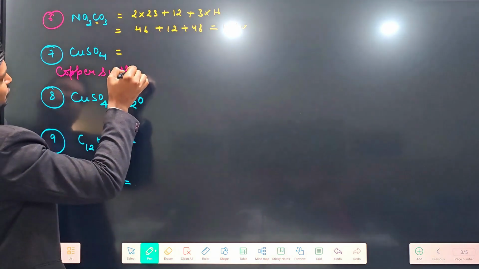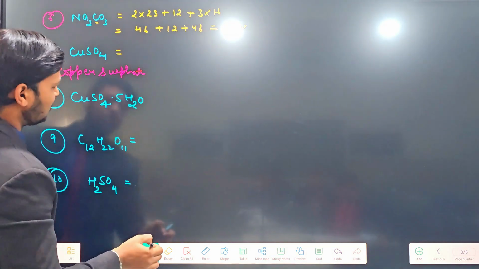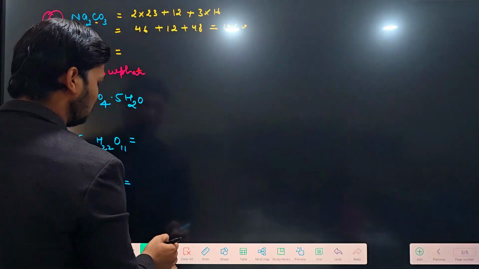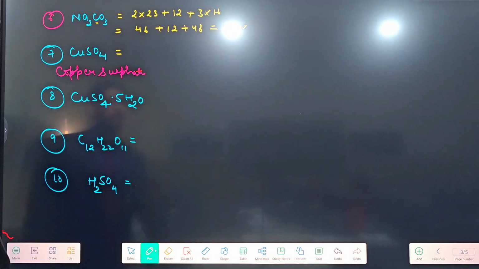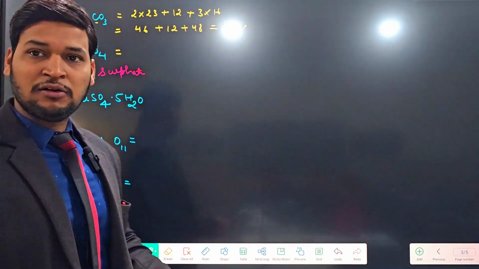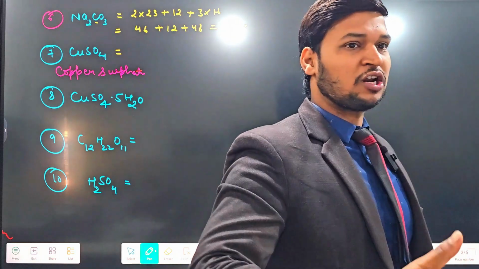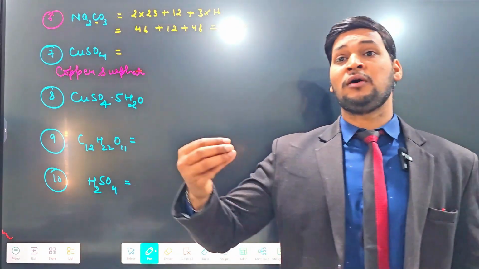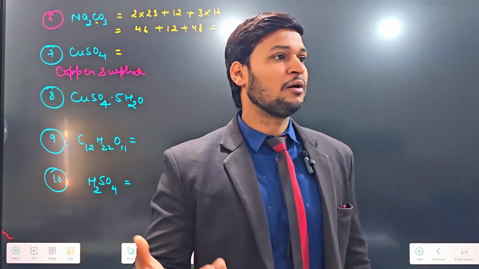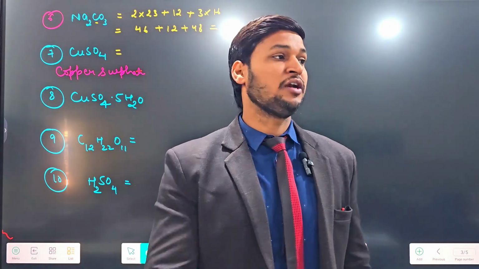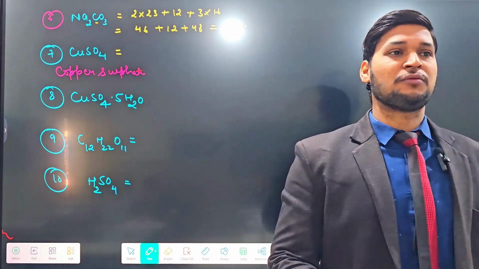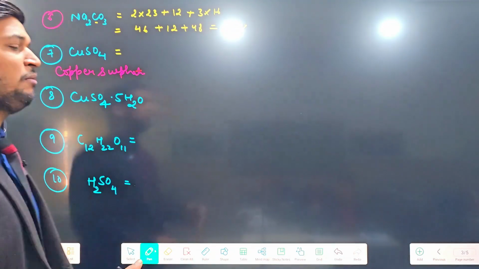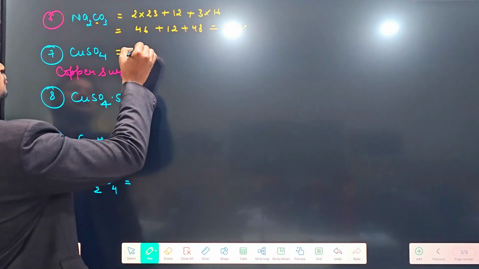Copper sulfate. In class 10th chemistry, just after 1 or 2 months, you will be going through all these compounds. Copper sulfate. Atomic mass of copper. This copper atom is not up to atomic number 20. Such atoms which are beyond 20, like atomic number more than 20 or 21, their atomic masses will be given in your question paper. So here, I am telling you the atomic mass of copper is 63.5.